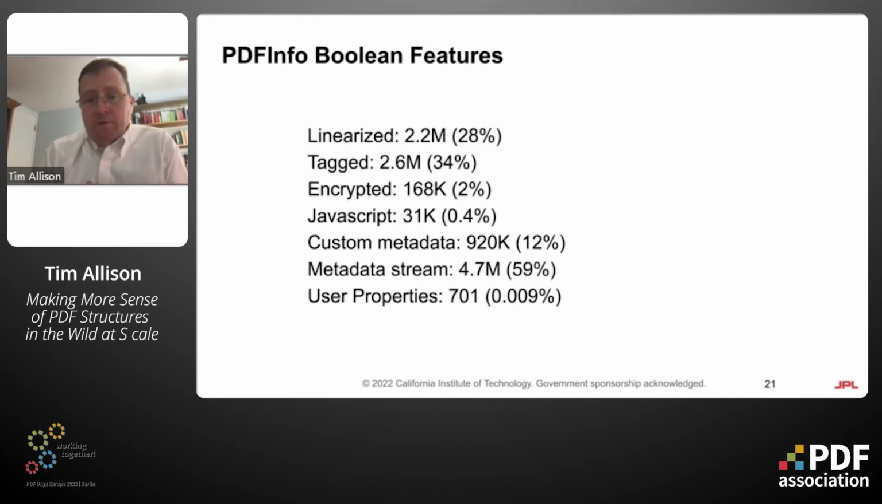Now, some other things that we pulled out. How many of these are linearized? Slightly more than a quarter. How many of them are tagged? More than a third. Only about 2% of them were encrypted. A small proportion of them had some kind of JavaScript in them. About 12% had custom metadata. About 60% had XMP. So that's a great source of rich metadata information. A tiny proportion of them had what PDFinfo calls user properties.